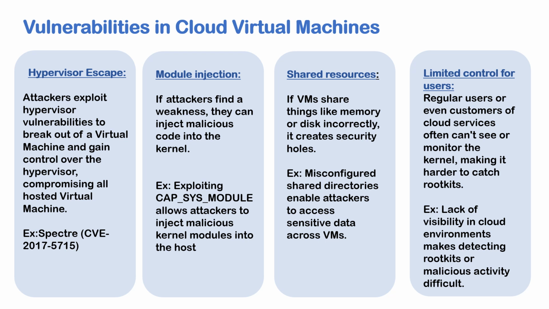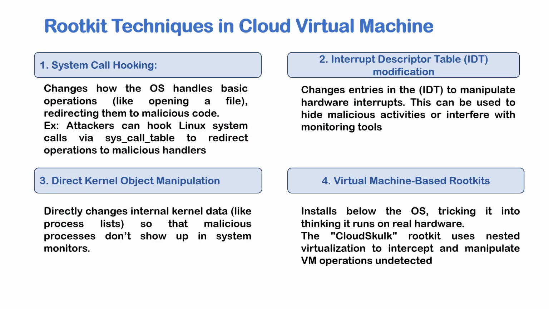Another example is module injection, where attackers exploit capabilities like CAP_SYS_MODULE to load malicious code into the kernel. Shared resources such as memory or virtual disk, when not configured securely, can give attackers unauthorized control over the VM. Finally, there is a visibility problem. Cloud users don't typically have access to kernel-level logs or monitoring, making it difficult to even detect an ongoing attack.